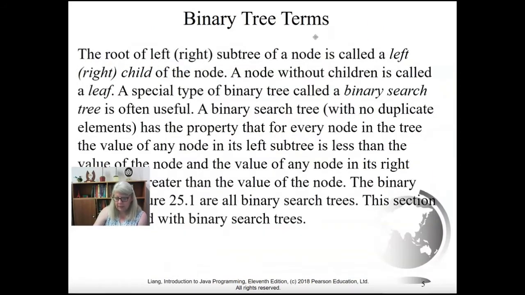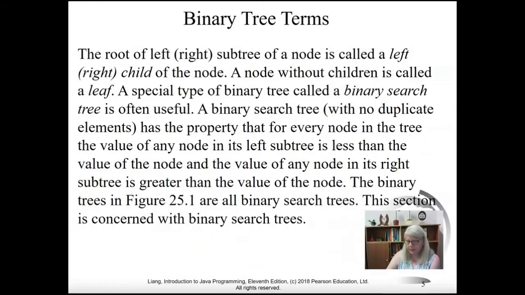Okay, let's move me around out of the way. I'll sit there at the bottom. So the root of the left subtree of a node is called the left child, or the right child of the node. A node without children is called the leaf. So you can remember these terms.